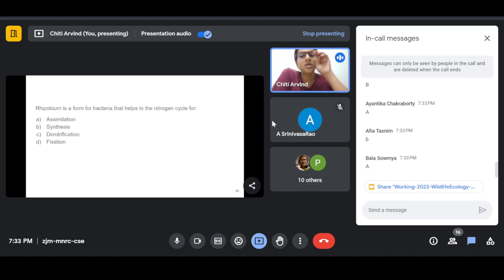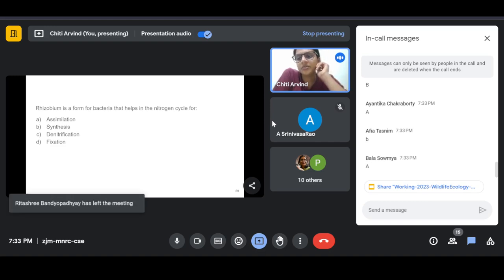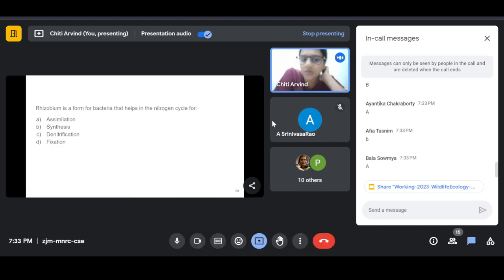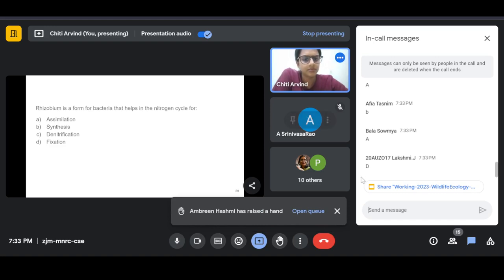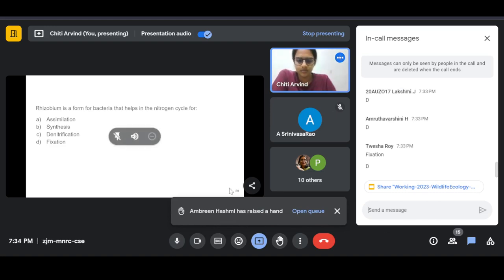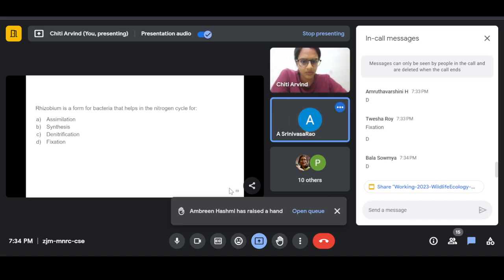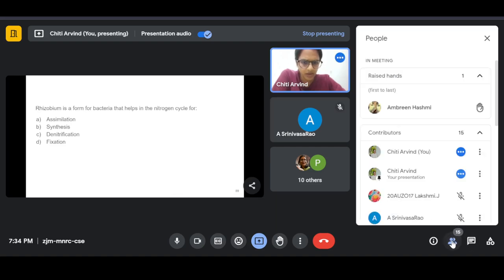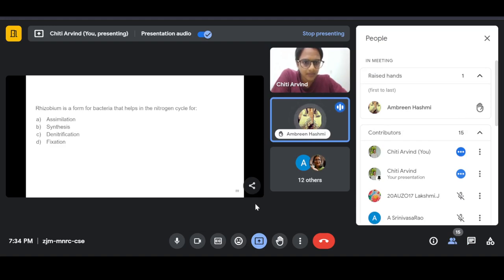Okay, so rhizobium is a form of bacteria that helps in the nitrogen cycle for which of these following processes? Is it assimilation, synthesis, denitrification, or fixation? Ambreen, do you have a question? Fixation, ma'am. Okay. Thanks, Srinivasa. Ambreen, you have your hand up. I'm taking the answer, ma'am. It is fixation. All right, thanks.